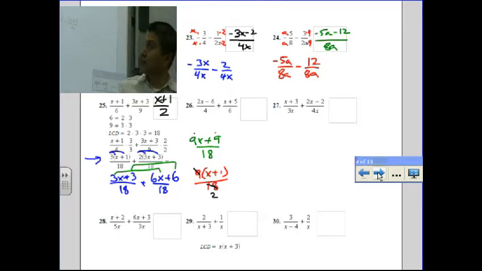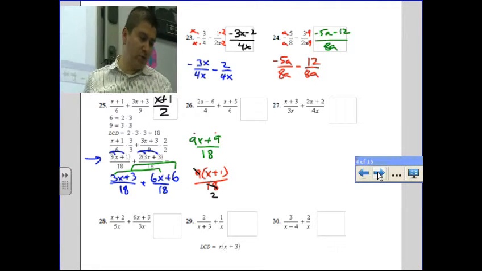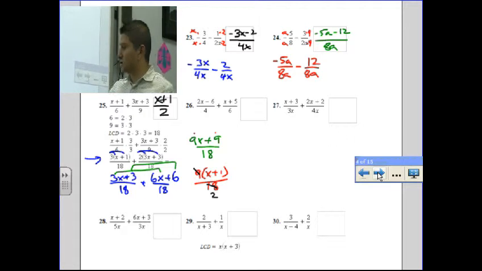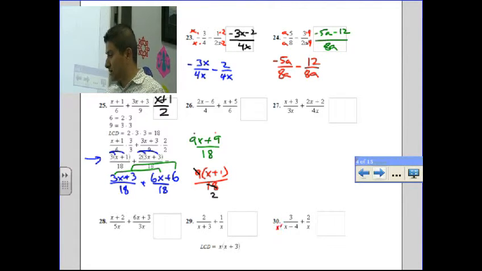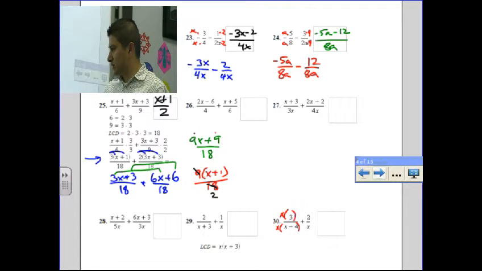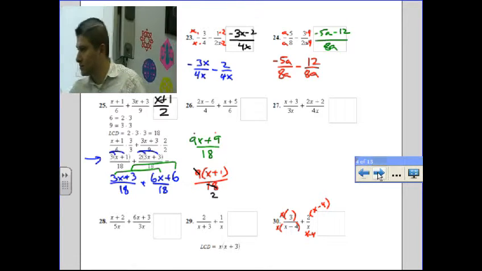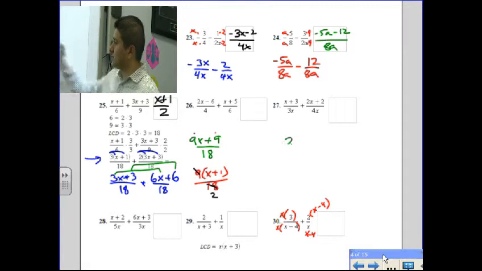Alright, so it looks like we're going longer than I wanted to. So let me just jump over to maybe number 30. Okay, we'll do number 30 if we have time for one more problem. Here's what you're trying to do for number 30. Trying to get a common denominator between these two. I'm going to multiply this side by x and this side by x. And then I'm going to multiply this guy by x minus 4.